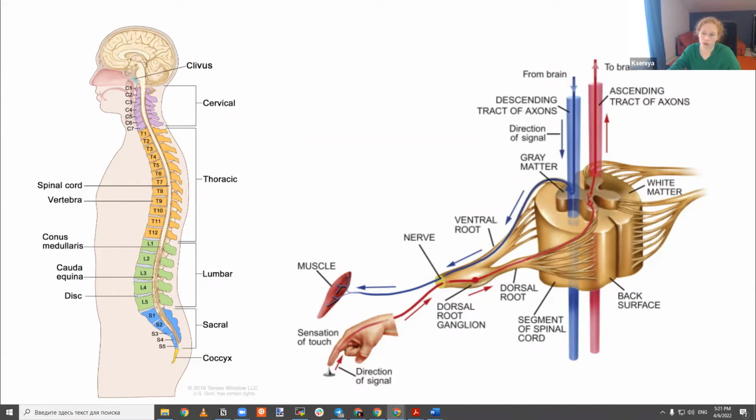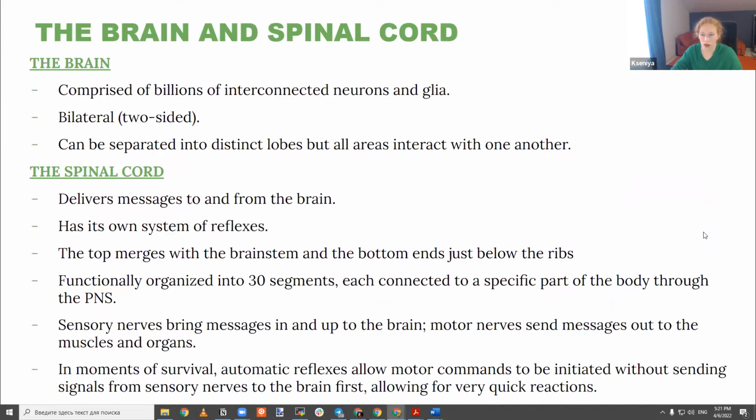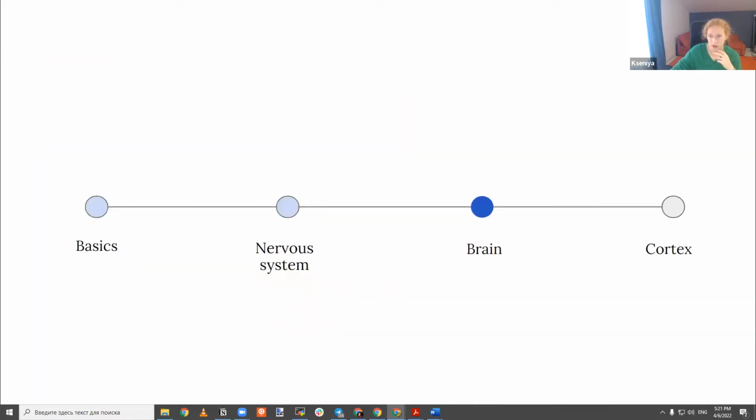And the dorsal roots are afferents; they receive sensory information from the skin, muscles, and visceral organs to be relayed to the brain. This is another useful slide for you, which contains basic information about the brain and spinal cord, to remind yourself later during the test, for example. And now let's go through the neuroanatomy of the brain.